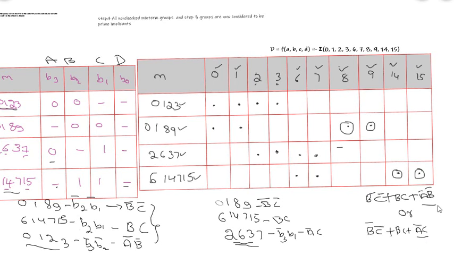So A bar C and A bar B bar are selective prime implicants. Either you can select this or this, and B bar C bar and BC are essential prime implicants, present in both equations. So this way we can simplify any Boolean equation using the Quine-McCluskey method and find the final equation.